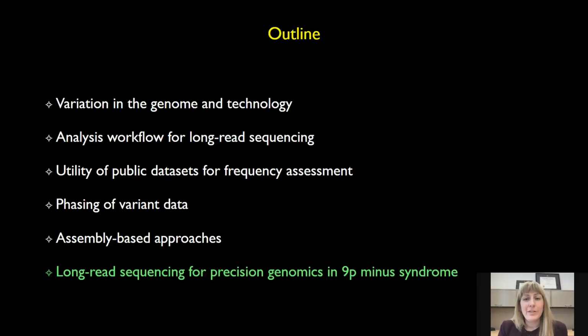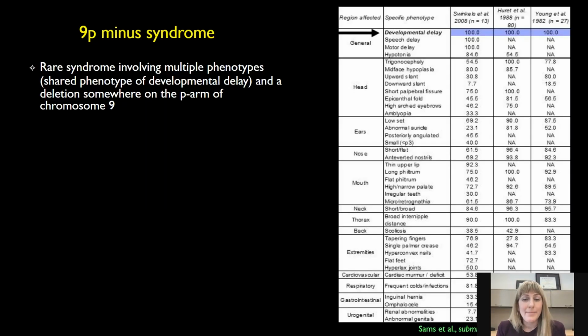So the last part of the talk, I'm focusing on this syndrome called 9p- syndrome, and in particular, precision genomics in this syndrome. 9p- syndrome is very rare, and in fact, there are many phenotypes seen in individuals with this syndrome.